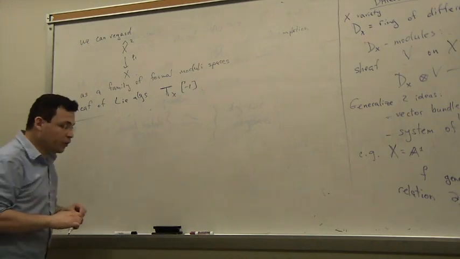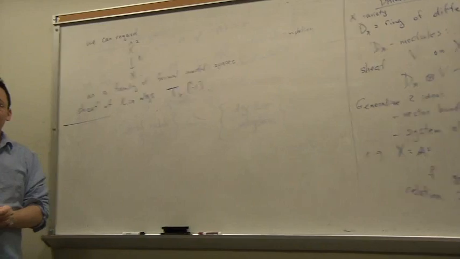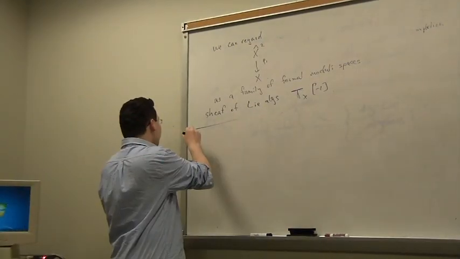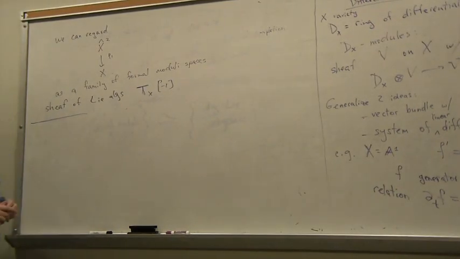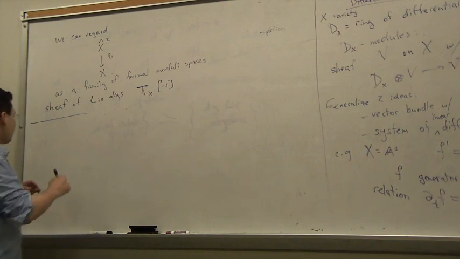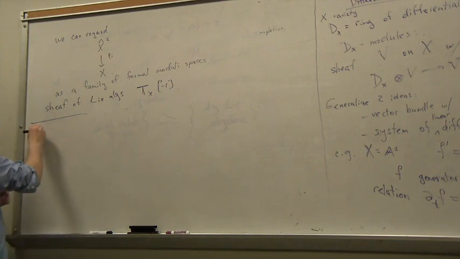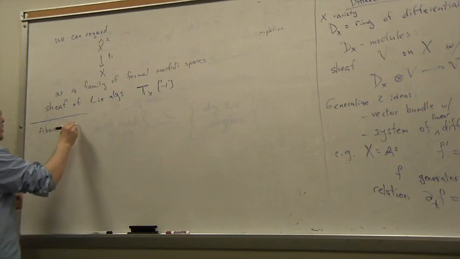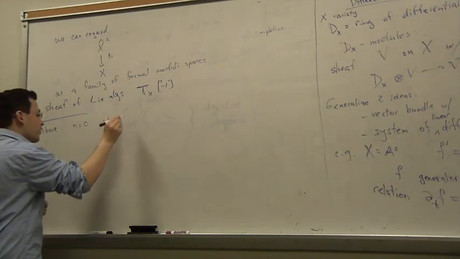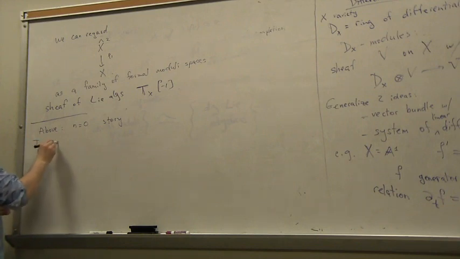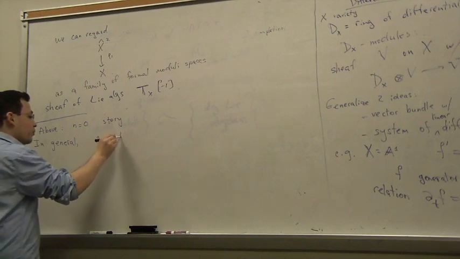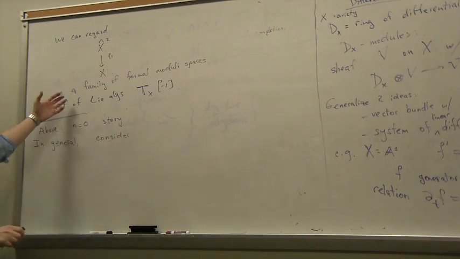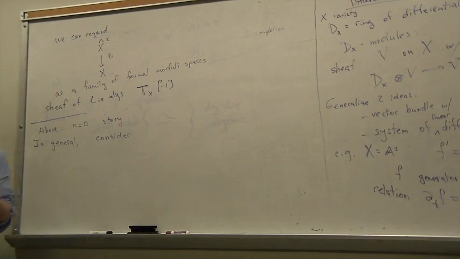All right. So that was supposed to be the introduction to things. But now, let me tell you the direction in which I want to generalize this story. So above is going to be the n equals 0 story. So in general, I want to consider the following kind of thing. We're not only going to study moduli spaces anymore, but I want to consider moduli spaces that depend continuously on some variety of a fixed dimension.